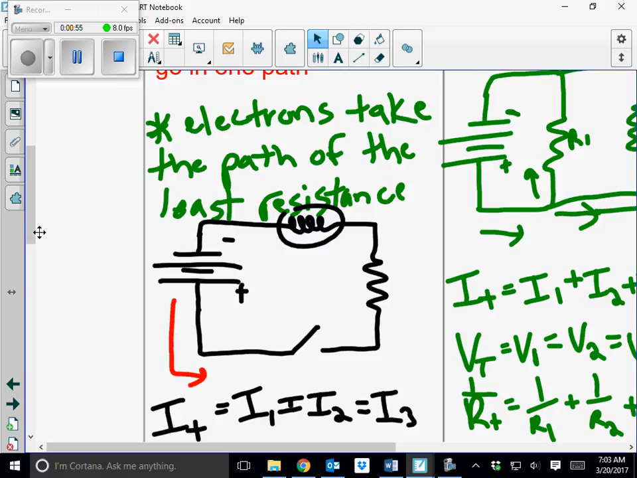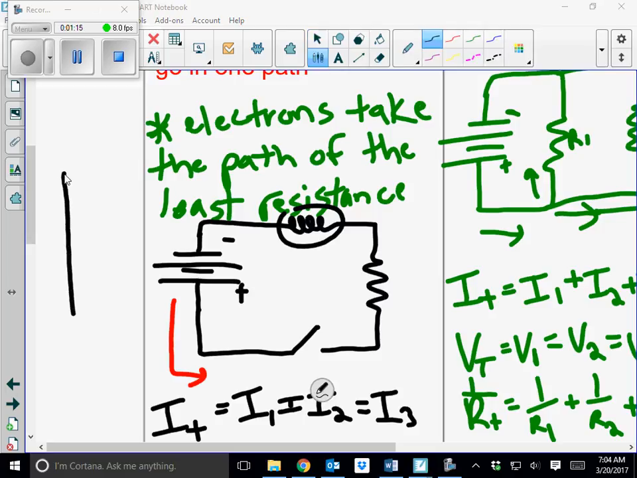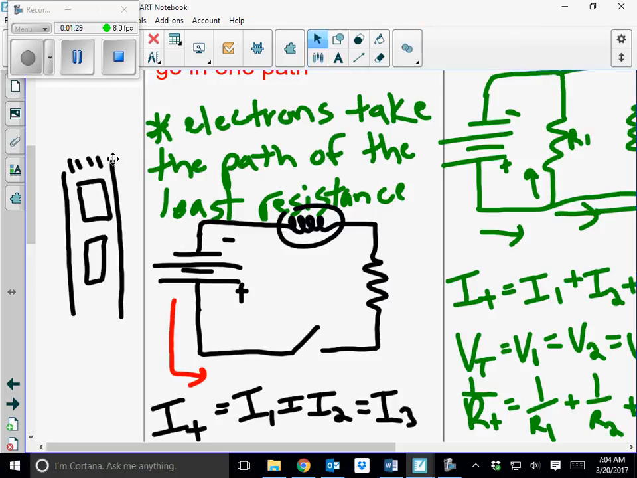We have broken the path, and there's not a complete path from the positive to negative, because remember, we need a potential difference in order for electrons to flow. So, in a series circuit, since electrons can only take one path, they can only go as fast as the electron in front of them. Think about it like if you're on a one-lane road, and you can't go as fast as the car in front of you because you can't pass them. It's the same with electrons.